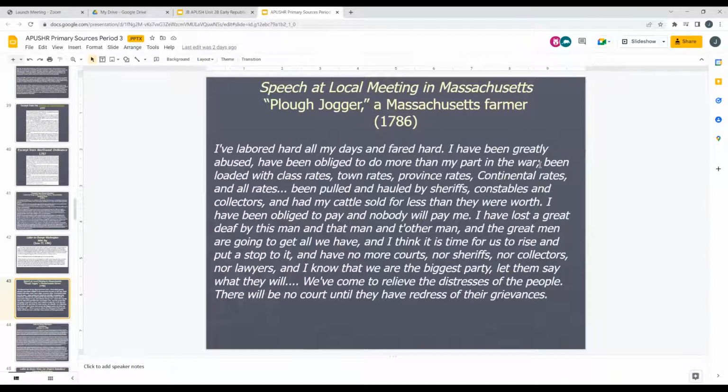What are we seeing here? We're seeing justification. Who are we going after? No more courts, so we can stop the foreclosures. Nor sheriffs, nor collectors, nor lawyers, right? These elites, those in power, those imposing what they believe are unfair policies on these poor, indebted Western farmers. And they come to relieve the distress of the people. It's a cause now. Interesting how there will be no court until they reach it. Shutting down the court, shutting down a legal institution, until their grievances have been addressed.